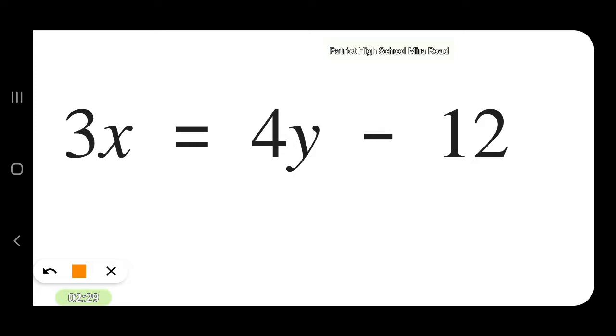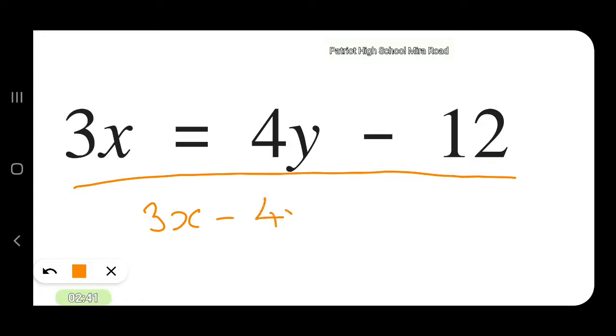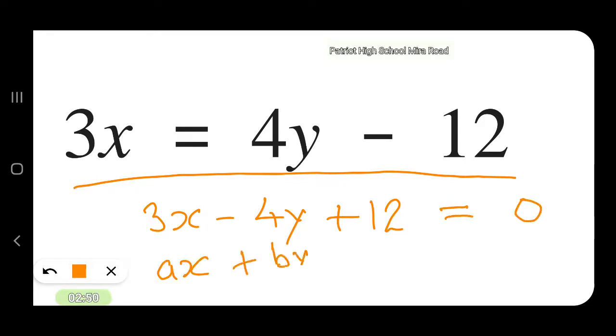Consider the equation 3x is equal to 4y minus 12. The general form of the equation is 3x minus 4y plus 12 is equal to 0. That is ax plus by plus c is equal to 0. Therefore here a will be equal to 3, b is equal to minus 4 and c is equal to 12.